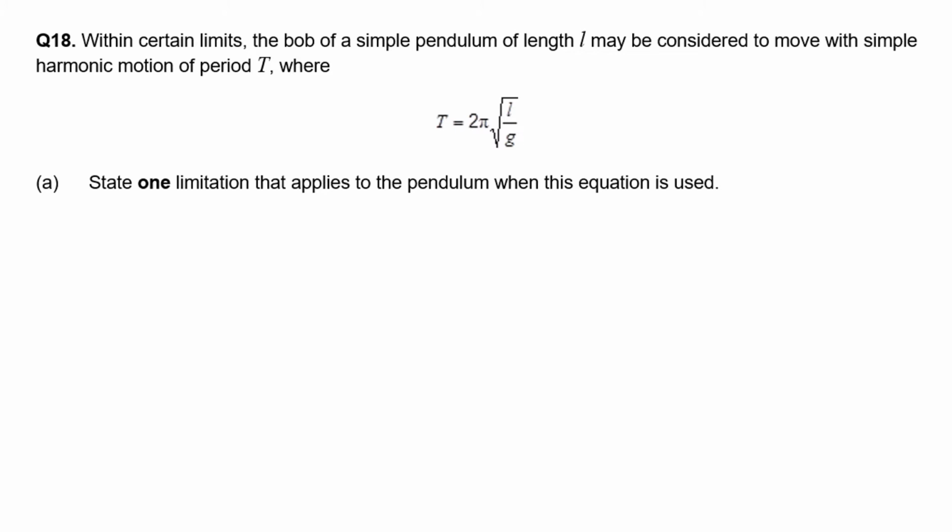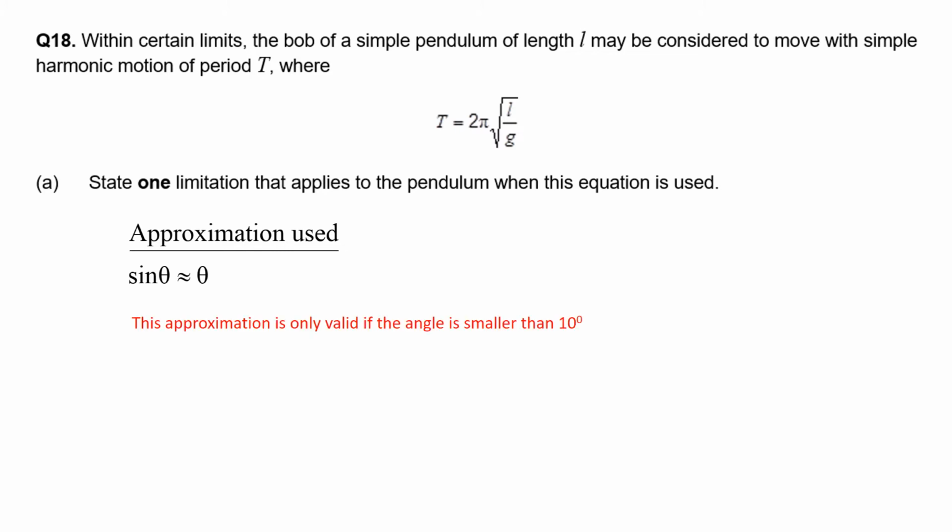So this is where it's useful to have gone through the derivation process. As part of that process, you will know that this approximation was used, that sine theta is approximately equal to theta when theta's in radians. So that approximation is only valid if the angle is smaller than 10 degrees. So a pendulum is in SHM if the angle to the equilibrium line is less than 10. If it's above 10, it's probably not a good model for it.